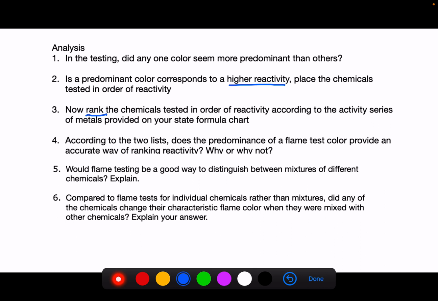Would flame testing be a good way to distinguish between mixtures of different chemicals? Explain. That's really your opinion based on what you saw and what you went through. Would you use it for that?